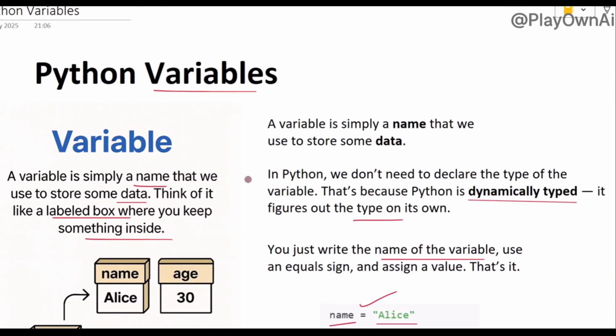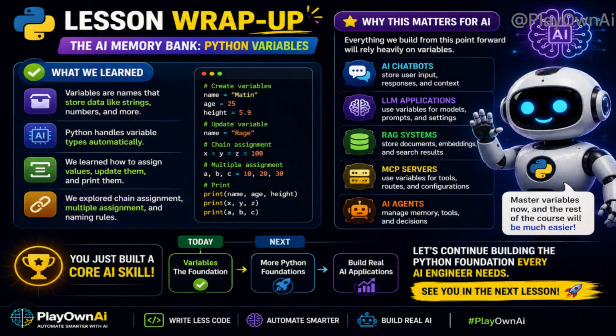Alright, let's wrap this up. In this lecture, we learned that variables are names that store data like strings, numbers, and more. We saw how Python handles variable types automatically. We learned how to assign values, update them, and print them. We also explored chain assignment, multiple assignment, and naming rules. Everything we build from this point forward, AI chatbots, LLM applications, RAG systems, MCP servers, and AI agents will rely heavily on variables. Master this concept now, and the rest of the course will become much easier.